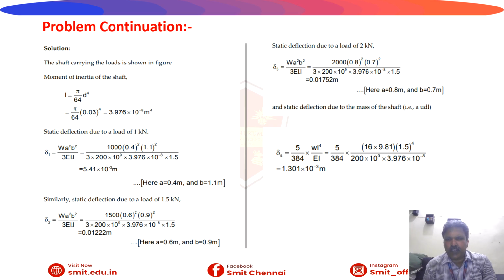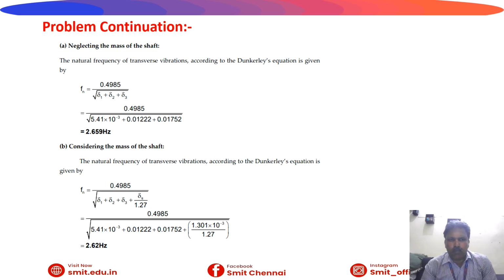Now static deflection due to the mass of the shaft, that is UDL, that is del equal to 5 by 384 into W L power 4 by EI. Upon substitution you will get 1.301 into 10 to the power minus 3 meter. Then you have to apply the two conditions. First, neglecting the mass of the shaft means we only have to add all the deflections, del 1, del 2, del 3. Then the formula we will be using is 0.4985 upon square root of summation of all deflections. You will get 2.659 hertz.